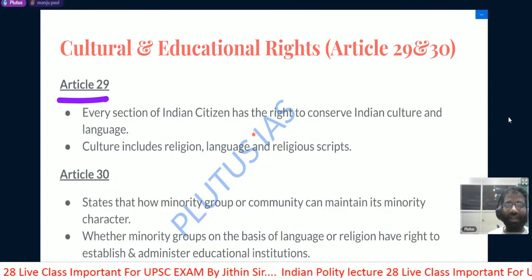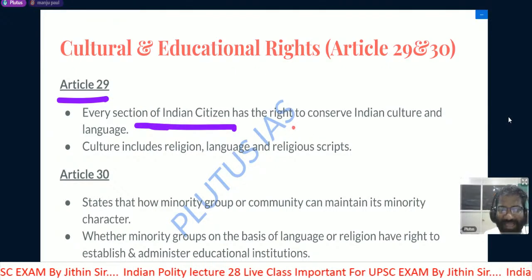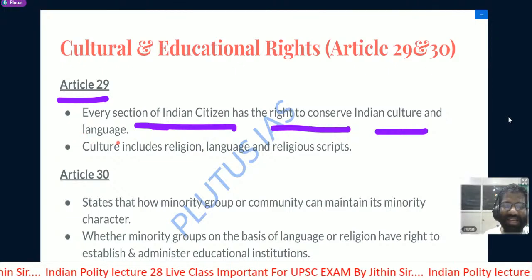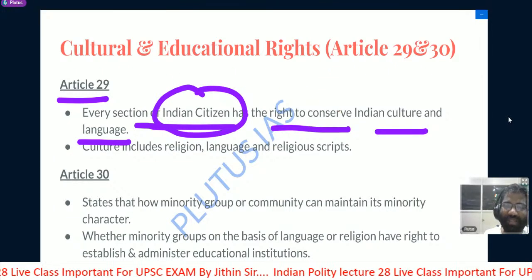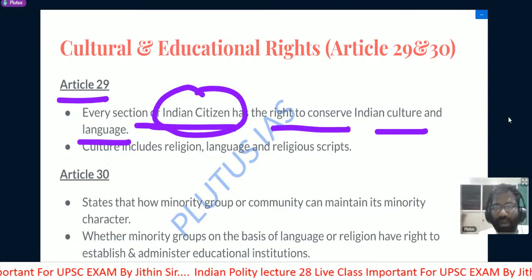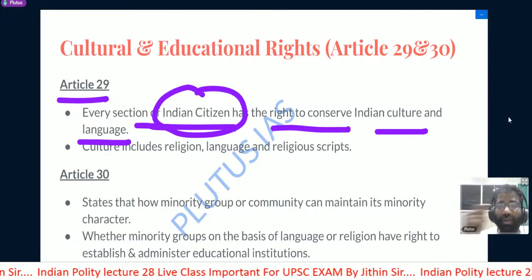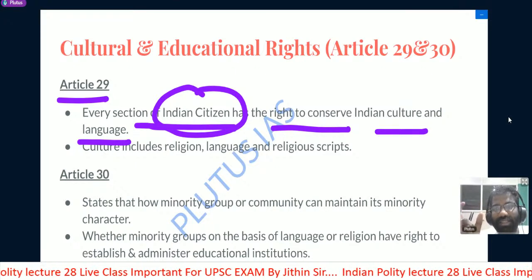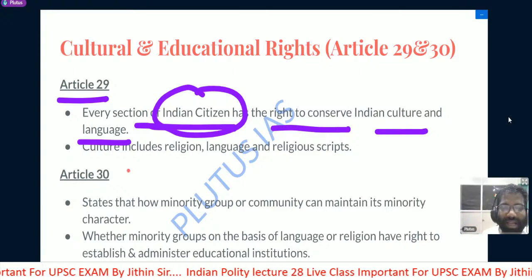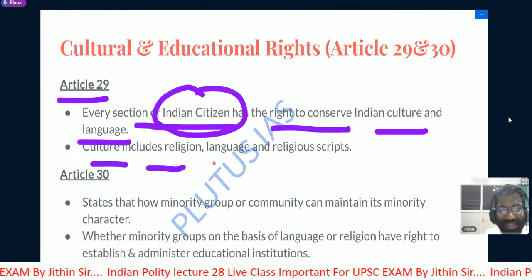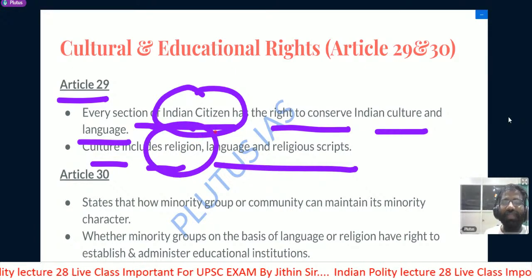Article 29 of the Indian Constitution. Every section of Indian citizens has the right to conserve Indian culture and language. That means every Indian citizen has the right to preserve their culture. Like you belong to a culture, you might be celebrating a particular festival or a particular ritual. So you can preserve that culture and protect the language. Now, culture includes your religion and language includes religious script.